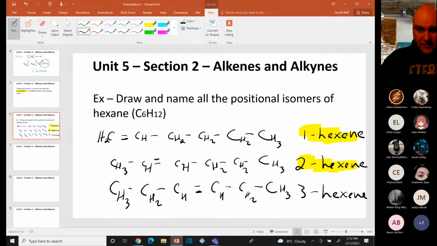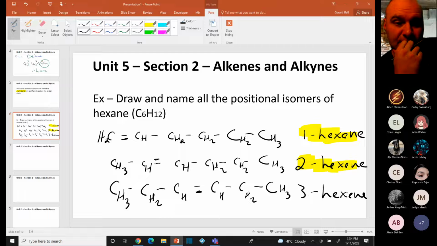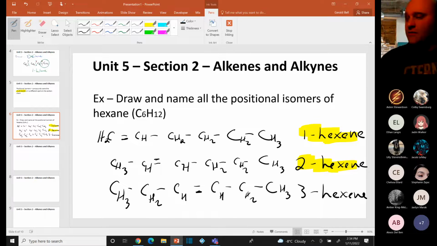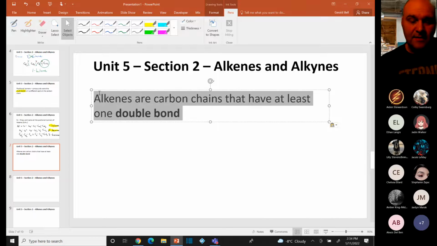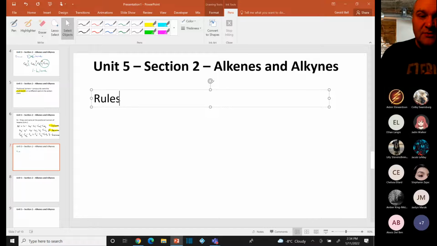So there we go. That's pretty much all I have to say about these straight chained alkenes. But we do have to add some substituent groups to some of these. So let's just talk about naming alkenes. Most of our rules from earlier apply. There's just one kind of beginning rule. Rules for naming alkenes.